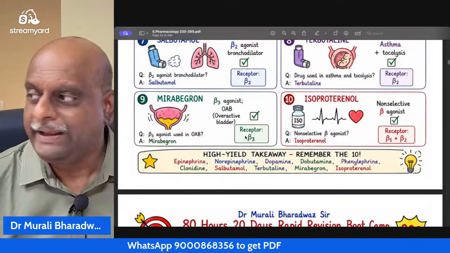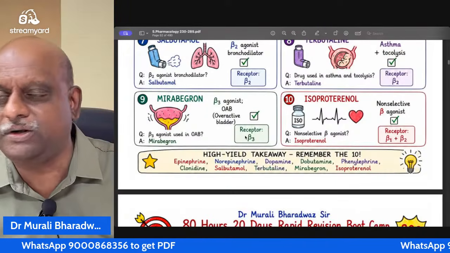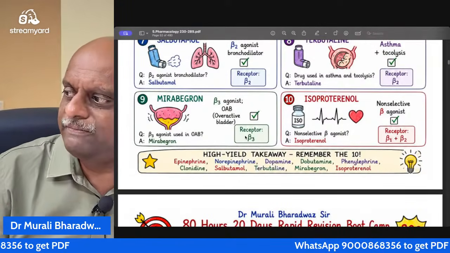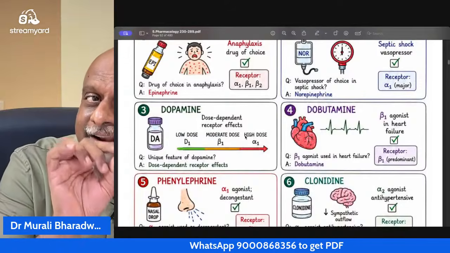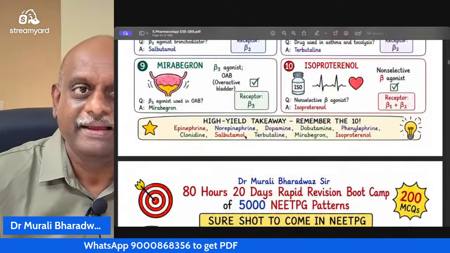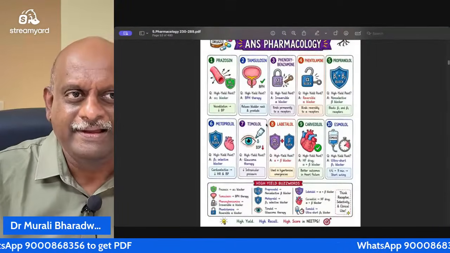Isoproterenol is a non-selective beta agonist, acting on both beta 1 and beta 2. So don't forget, doctor, which receptor and which drug is acting. Examiner's secret question. Now, Dr. Murali Bharadwaj, comic book mein, what do you get?